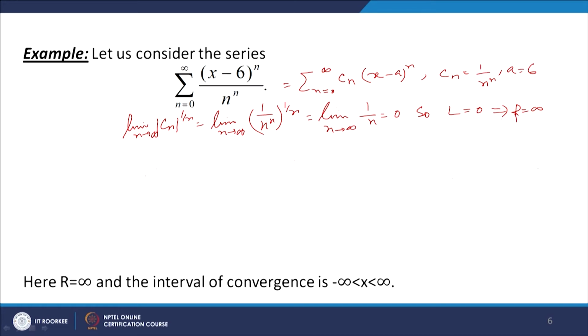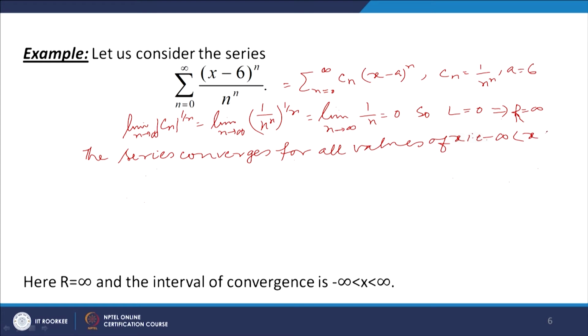infinity. Okay. R is equal to infinity, and as we have seen, this power series always converges at its center. So, the given power series converges at x equal to 6, and therefore, the series converges for all values of x from minus infinity to infinity. Okay. So, radius of convergence is infinity. The conclusion is that the given series converges for all values of x, that is minus infinity less than x less than infinity.